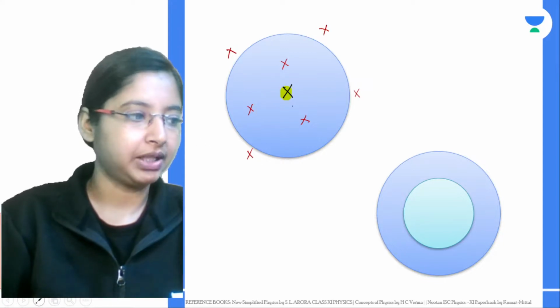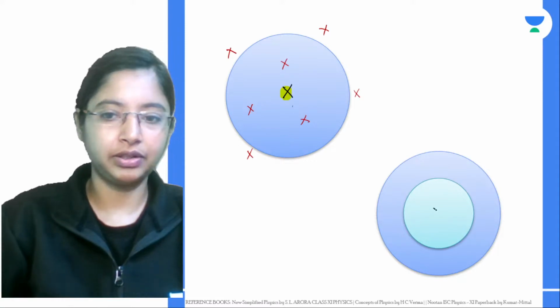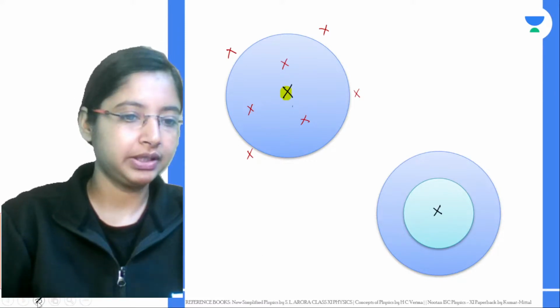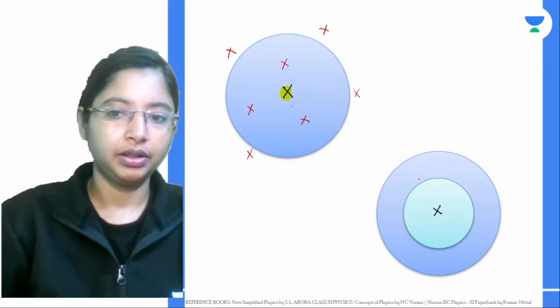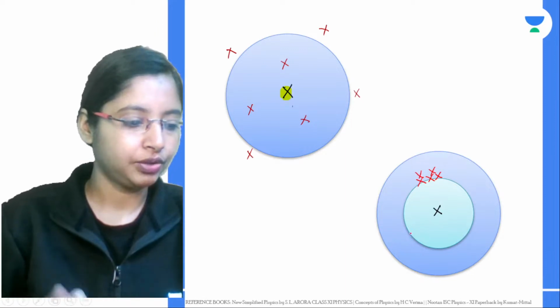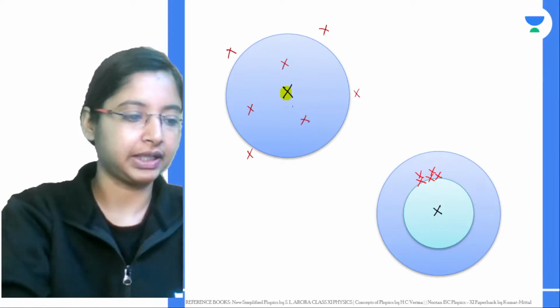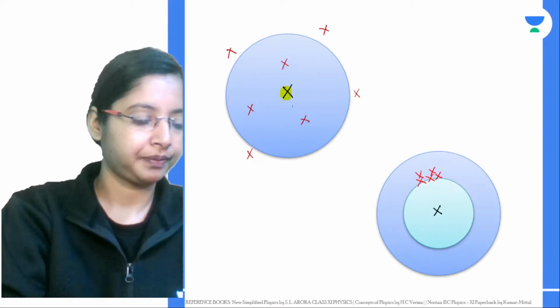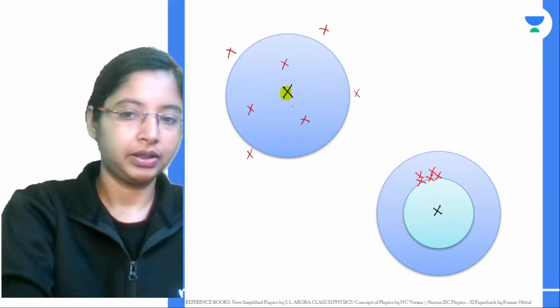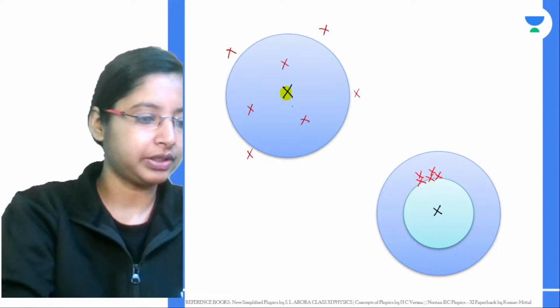Now, same case. Let's say this is your target again. But this time, let's say this is where you're hitting. Every time you hit the dart, this is the region where you're hitting. So what can you say about accuracy and precision in this case? Is it very accurate or is it very precise?